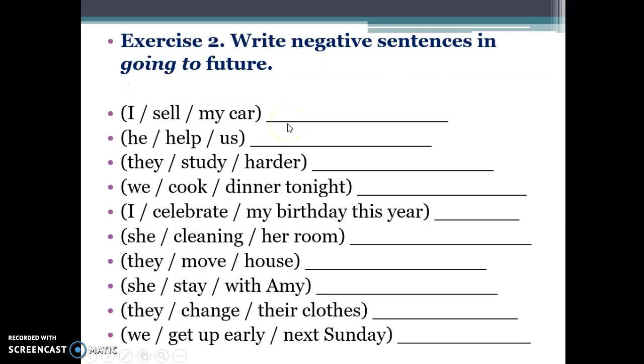Now, the next exercise is that you have to write negative sentences in going to in these spaces. Let's do number 1. I sell my car. So, the negative one will be I am not going to sell my car.